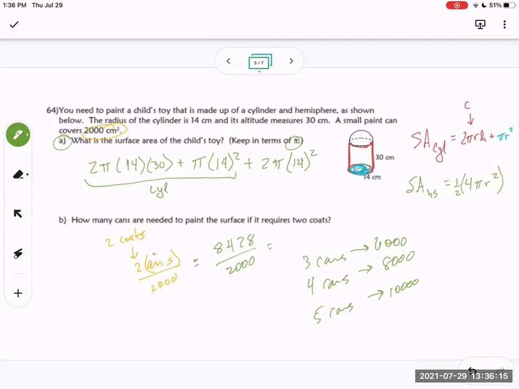It says a cylinder and a hemisphere, right? Yeah, it's a hemisphere, but a hemisphere would be half of a sphere. The surface area of a hemisphere is basically half of the surface area of a sphere. So it'd be 2 pi r squared. Okay. Yeah. Did that answer your question? Yeah. Okay.